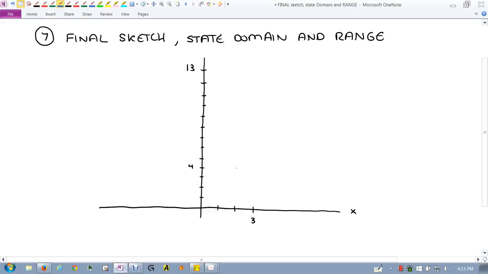I'm going to draw my vertex at 3, 4. That's one point that I know lives on my graph, right? The other one I know is up here at 0, 13. I know that I have this imaginary vertical dotted line, which means it's a reflection over that line. And I know it looks like a U. So I'm going to do my best here to draw a U on the right side.